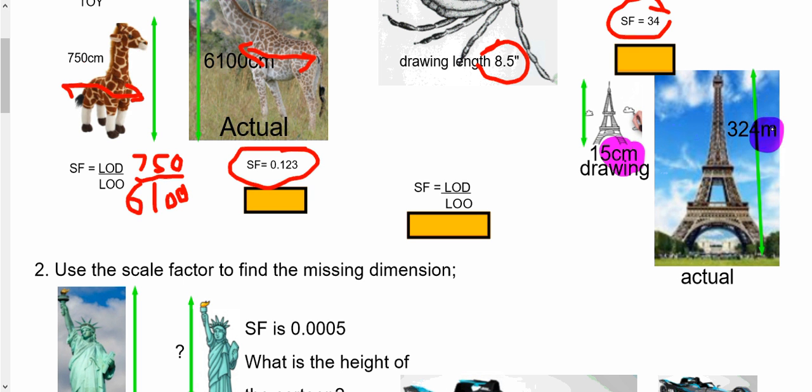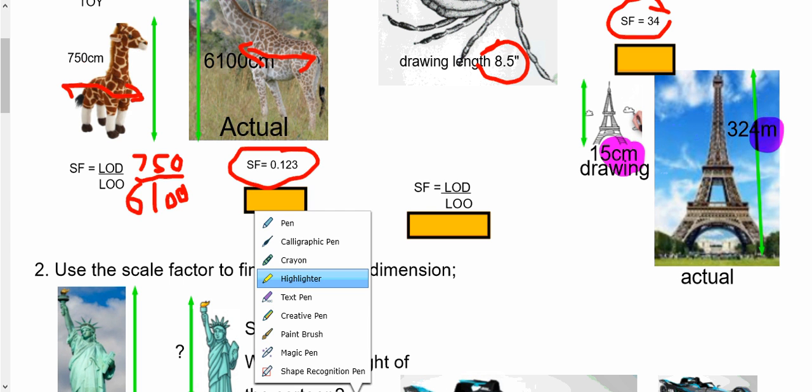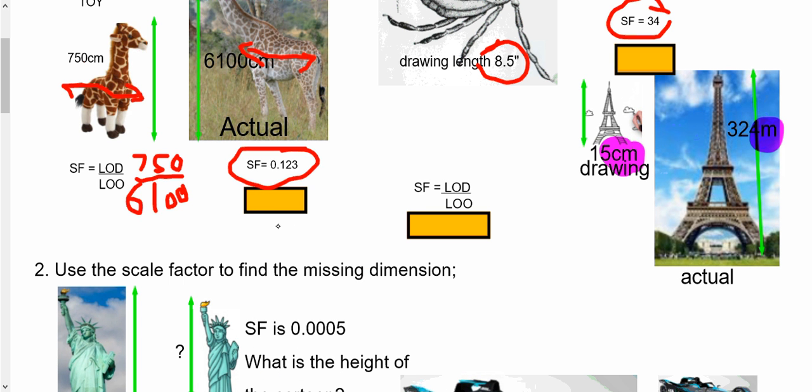It really doesn't matter. I'm going to convert meters into centimeters. So I'm going to multiply by 100 because I know there's 100 centimeters in a meter. Or I could add 2 zeros onto 324 meters. That might be easier. Okay. So my length on diagram, that's the drawing, I've got 15, and I'm dividing by the length on my original. So I'm going to times this by 100.